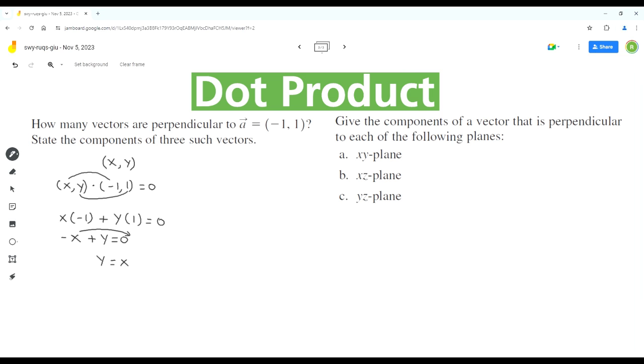That means any vector in which the x component is equal to the y component will be perpendicular to the given vector A. Now there are infinite vectors possible in which the x component will be equal to the y component, like 1, 1, 2, 2, 3, 3, -2, -2. So that means the answer to the first part is infinite vectors are perpendicular to vector A.